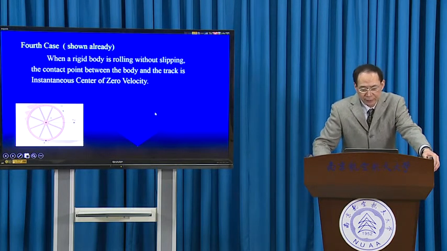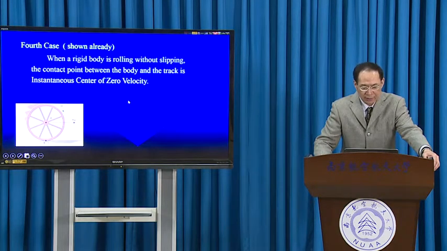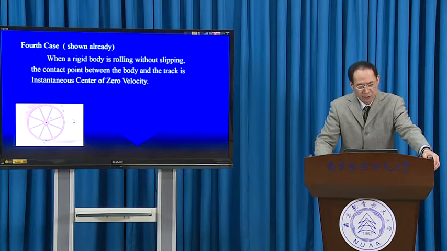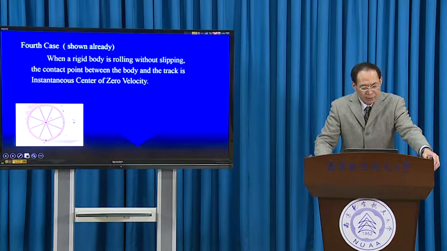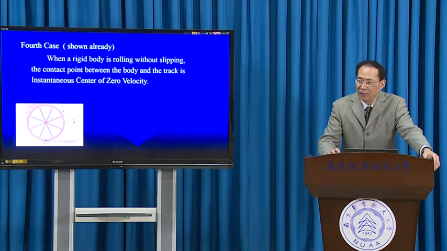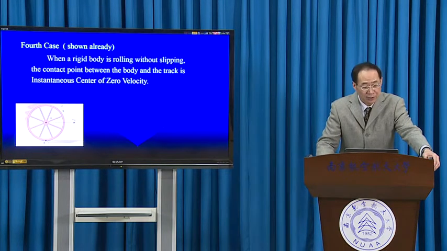So according to the definition, the point A on the wheel is the IC, the instantaneous center of zero velocity. But you should know that the instantaneous center has just an instantaneous meaning. That means only at this instant, this contact point A has zero velocity.